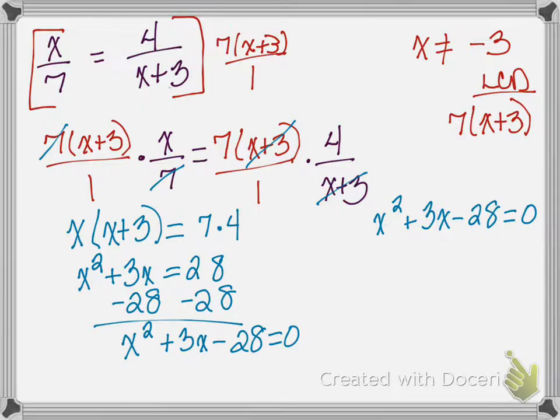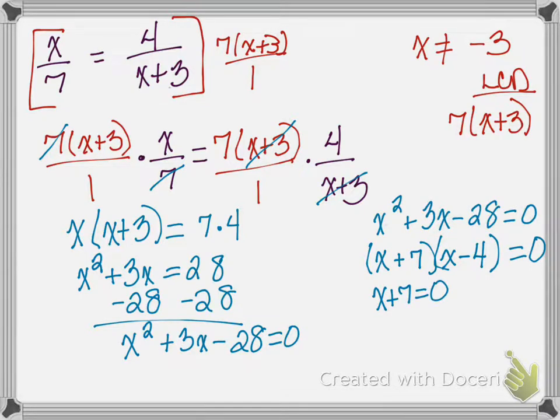Okay, my product is negative 28. My sum is positive 3. So would it be 7 minus 4? It would be 7 and negative 4. Good. The 7 is positive because your sum is positive. One's positive and one's negative because your product is negative. Okay? So I get x plus 7 equals 0. x minus 4 equals 0.